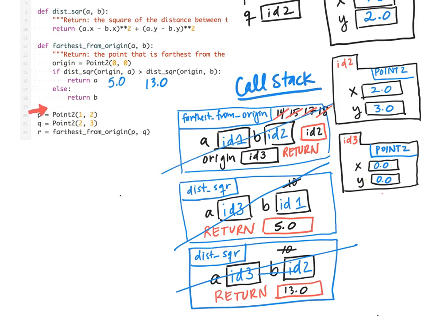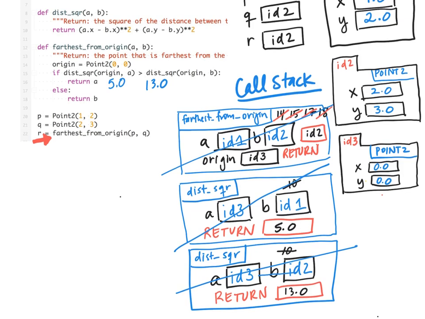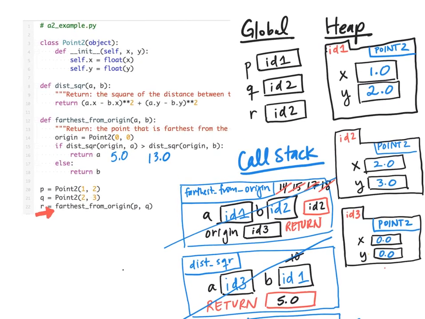And now we need to complete line 22 of our code, which creates a global variable called r, and the value that it gets is the return value from the function farthest from origin, which is the value id2. And now we have completed the last line of our code, line 22. At this point, we have no active call frames because we're not in any function call. And the final state of our memory looks like this. We have p, q, and r as global variables, and we have the 3 points that we created that are still present on the heap.